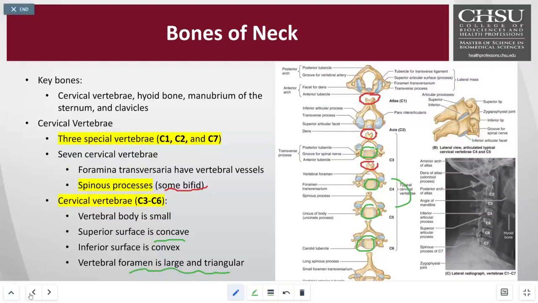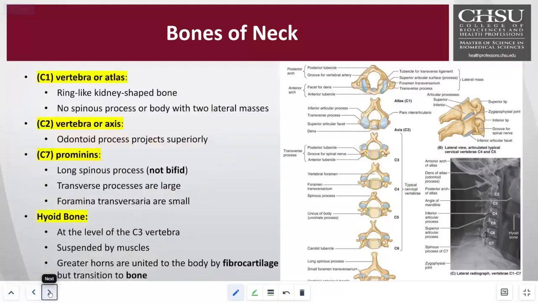All right, cool. So that is your bones of the neck. A little bit more on each of the unique ones: C1, 2, and 7. C1, also known as atlas, that's another name, so you could see a question where that name is interchangeable. There is no body, and it has two kidney-shaped flat surfaces that groove onto the base of the skull. It's right on the inner side of the mastoid process.